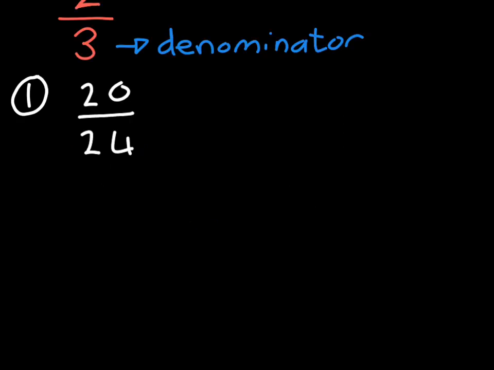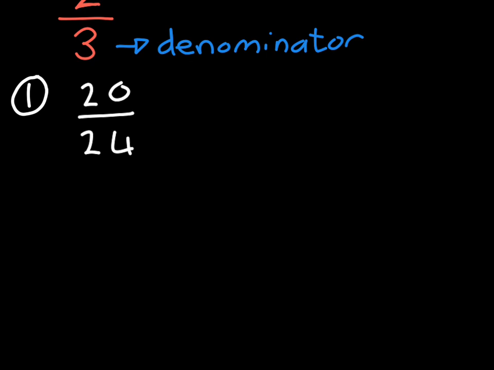Question 1 asks us to simplify the following fraction, 20 over 24. Now, this is an important step in allowing us to compare fractions, as we will see later on. So, to simplify this fraction, we would need to find the highest common factor for these two numbers. Now remember, the highest common factor is the largest number that fits into these numbers.